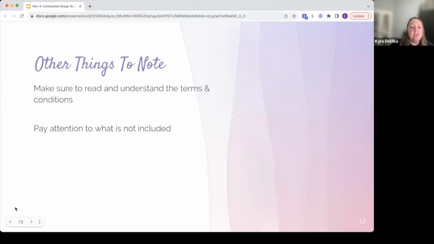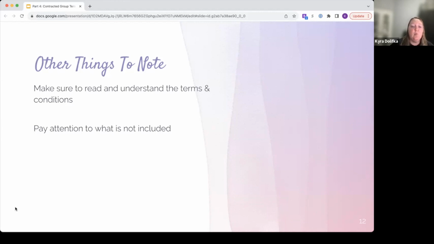So some other things to note, make sure you read and understand the terms and conditions on your quote and on your contract. It's so important that you understand these in full. We're going to be talking about this in the next video, but you as the travel agent are signing the contract. The group leader is not the one who signs the contract with the vendor. You sign the contract with the vendor. So you need to make sure you understand what you are getting ready to sign, okay?